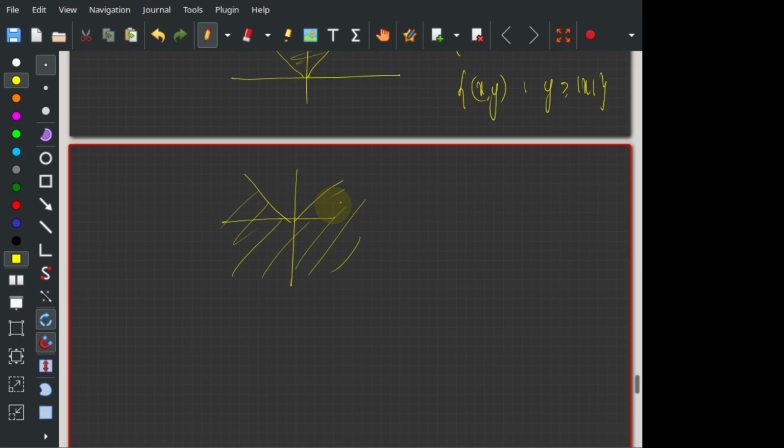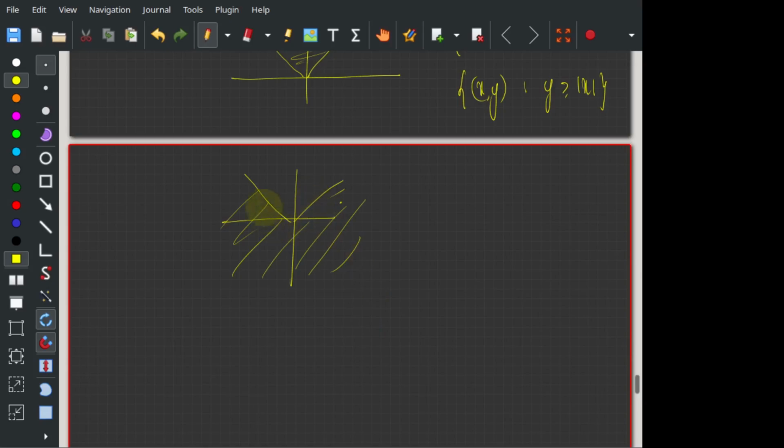Does everyone agree? How many of you agree? Yes, this is a cone. How many of you say no, it's not a cone? Okay, so for people who say it's not a cone, why not?